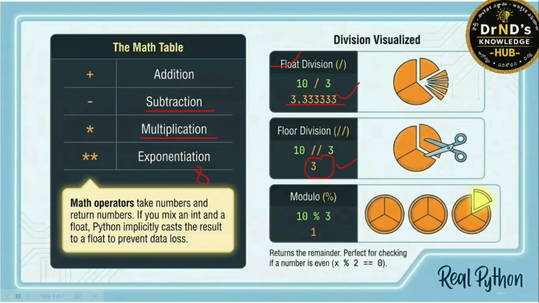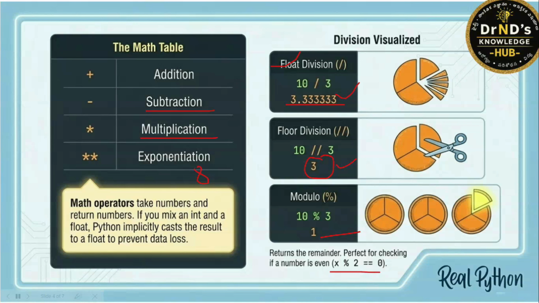Now let's see another operator, modulus. 10 % 3 returns 1, which is the remainder after division. The modulus operator is very useful for checking whether a number is even or odd. For example, number % 2, if it gives 0, this means the number is even.